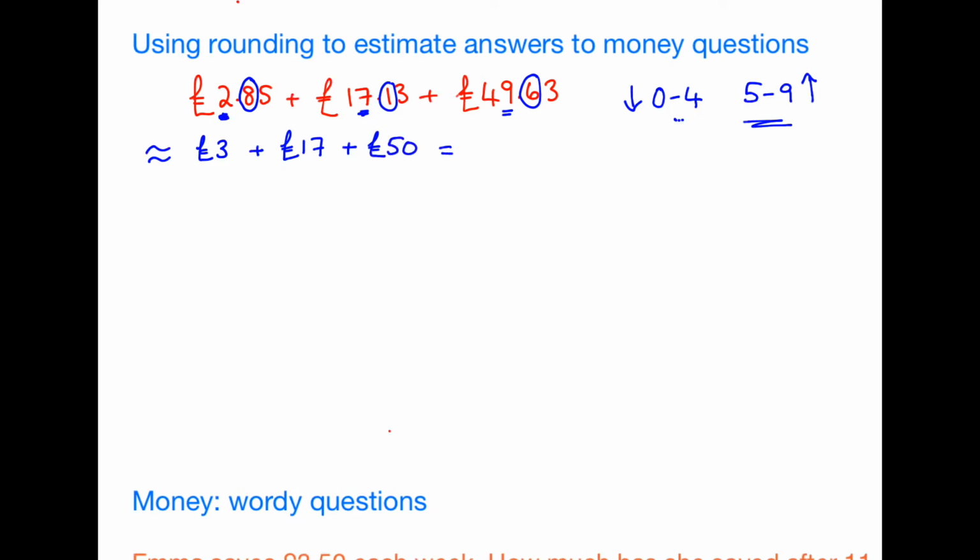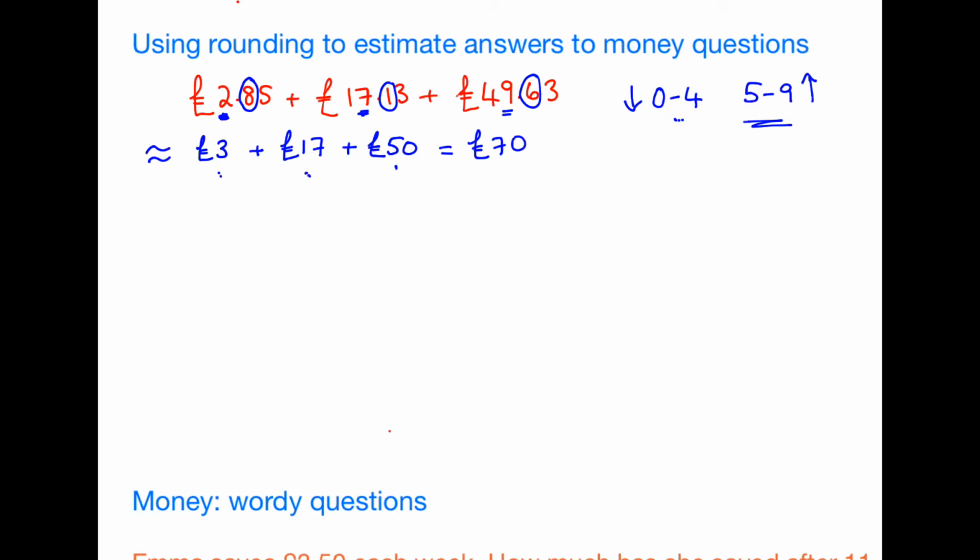Okay? So now we can use a proper equals because we're working out the actual answer to this. So £3 and £17 is £20. Add the £50, makes £70 altogether. Okay? So our estimated answer for that question is £70.